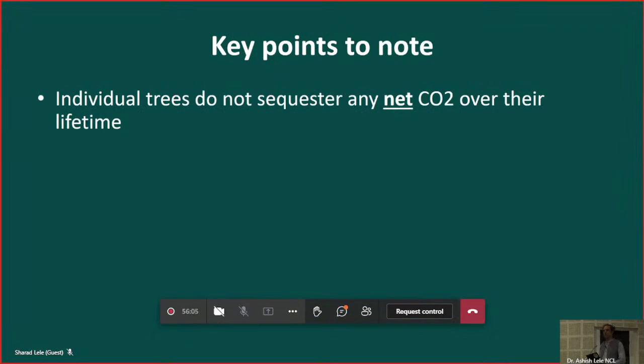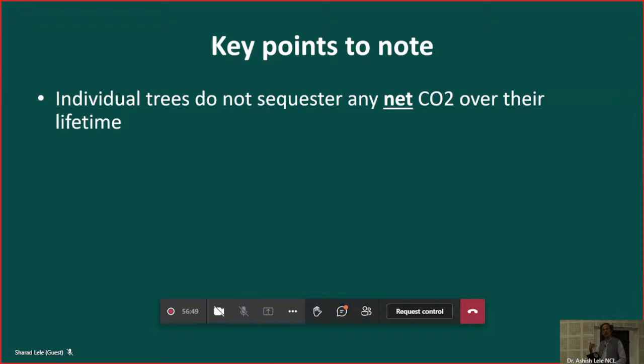So the first point to note is that individual trees do not sequester any net carbon dioxide over their lifetime. Because whatever they sequester through photosynthesis, first, one part is lost immediately through respiration. The remaining is your net primary production, which is sequestered in the tree in the form of photosynthate. And that is eventually lost when the tree dies and decays. And even during the lifetime of the tree, when the leaves fall, when the twigs fall, when the branches fall, that part of the photosynthate is essentially decaying in the soil and going back as CO2. And then finally, the tree itself falls and decays. So over the complete lifetime of the tree, really no net sequestration is happening.